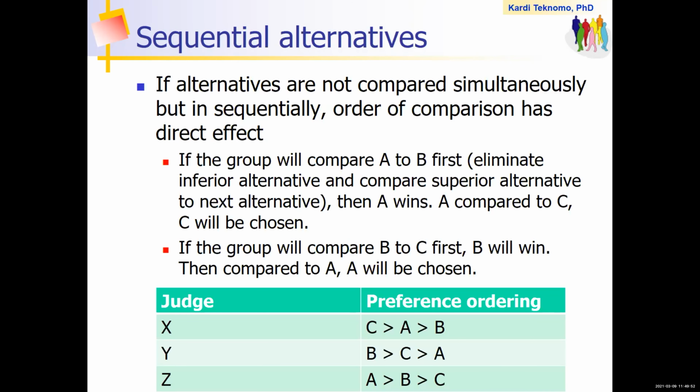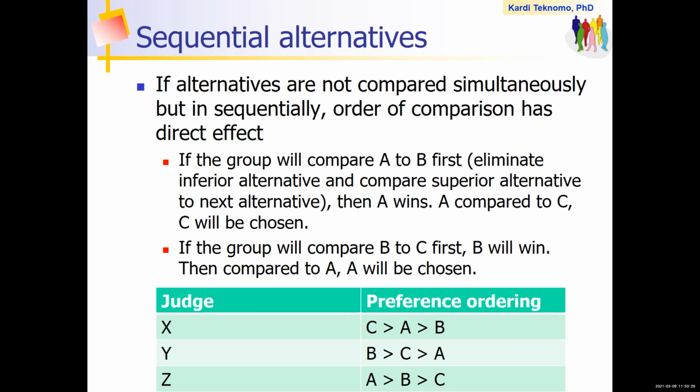Now, if the alternatives are not compared simultaneously, but in sequence, the order of comparison has a direct effect. Okay, so if the group compares A and B first, and then you eliminate the inferior alternative and compare the superior alternative to the next alternative, A will win. Right? So say A compared to C, C will be chosen.